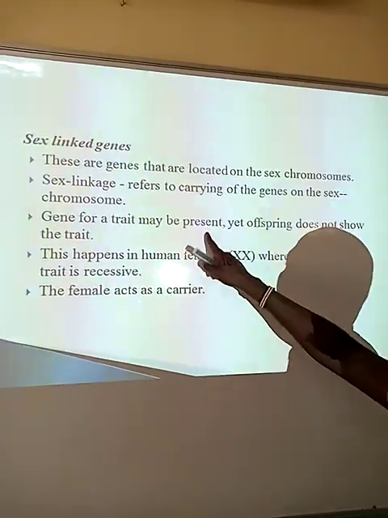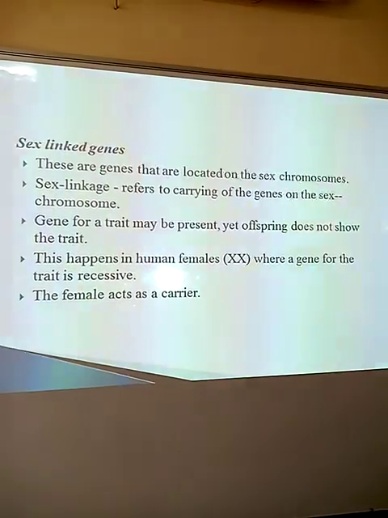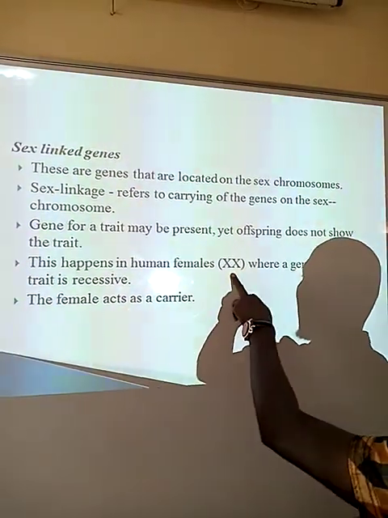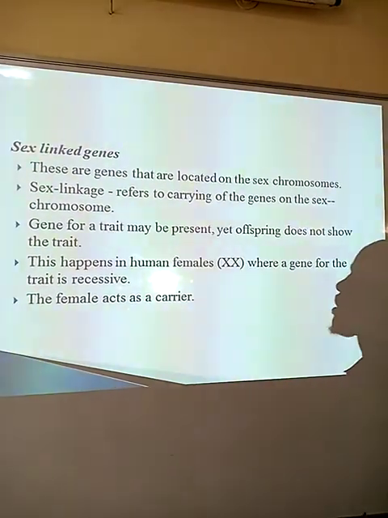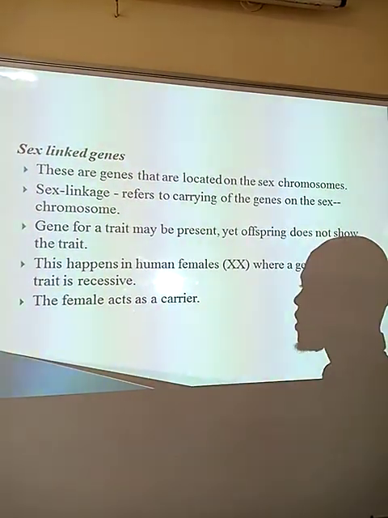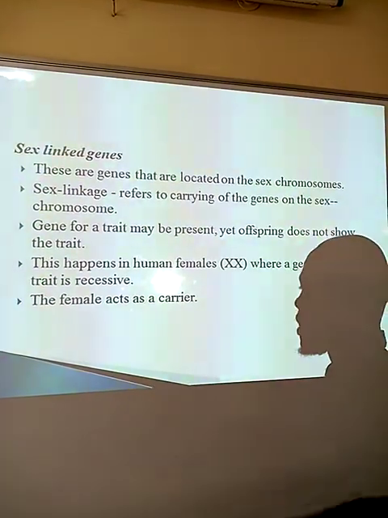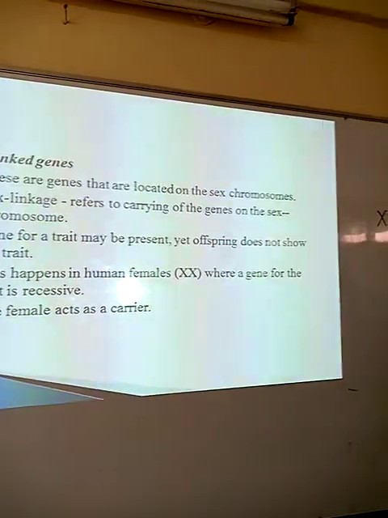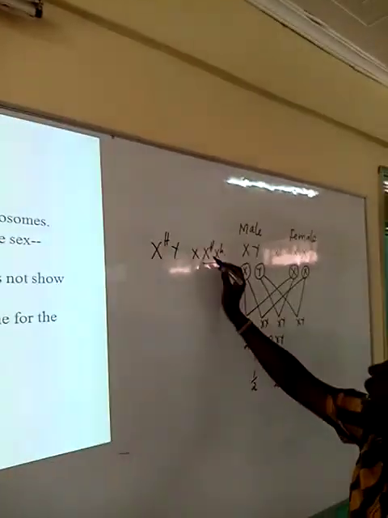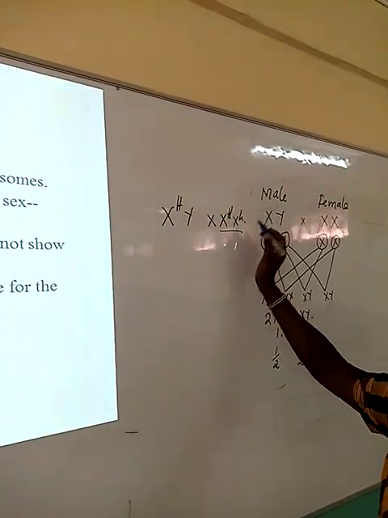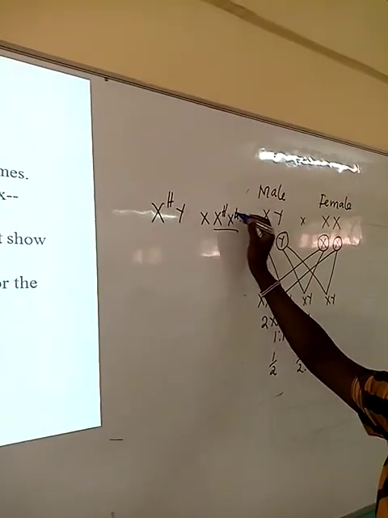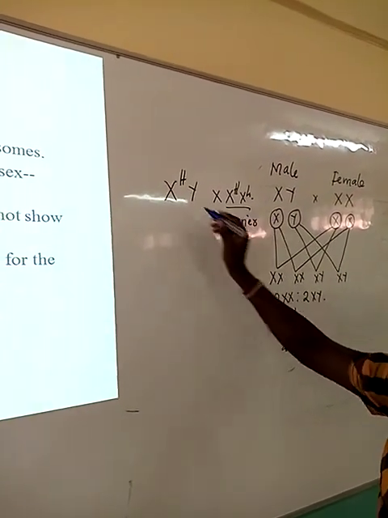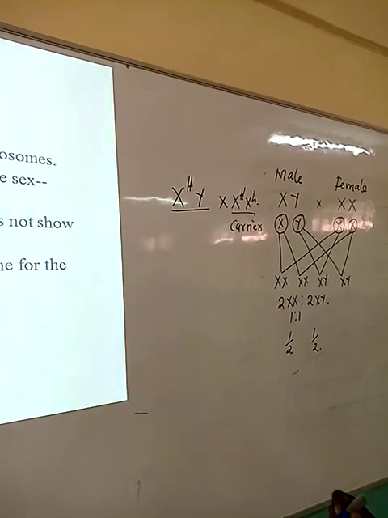A gene for a trait may be present, yet the offspring does not show the trait. That means that this happens in human females, XX, where the gene for the trait is recessive. When it is a recessive one, it means that it's not expressed. The female acts as a what? As a carrier. Like when I was talking about hemophilia, when we have X capital H which is linked on it, then X small h, these are heterozygous, but this female is a carrier. But this male is normal in that case.